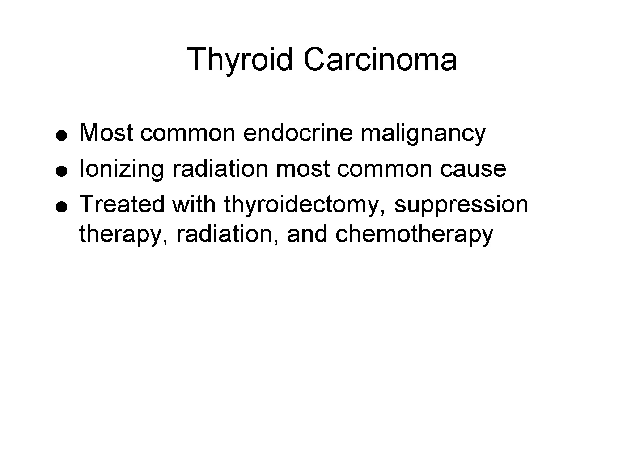Thyroid carcinoma is the most common endocrine cancer. Its primary risk factor is ionizing radiation, especially during childhood. Most thyroid cancers are slow-growing and highly treatable. Management often includes thyroidectomy, radioactive iodine therapy, thyroid hormone suppression, and sometimes chemotherapy, depending on the tumor type and stage.